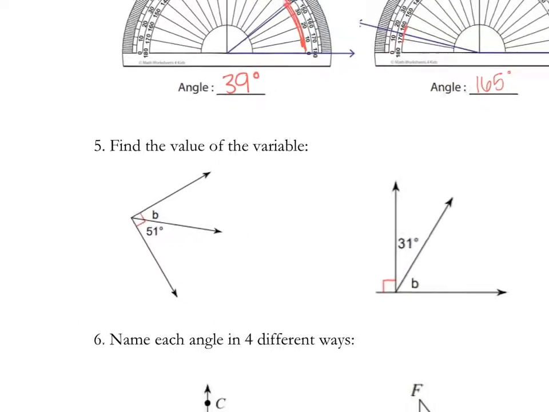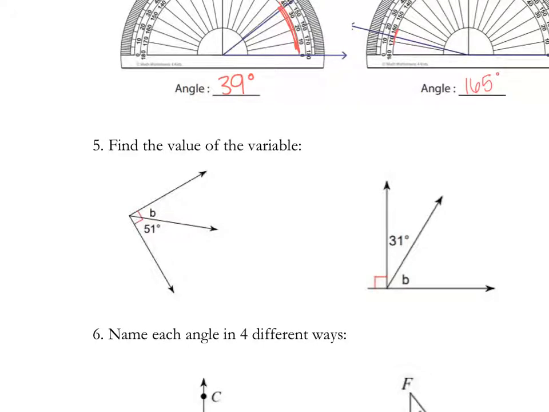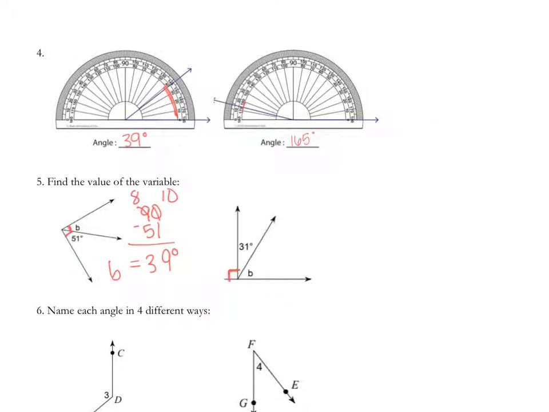Remember question 5, this is all about complementary angles. So complementary angles are 2 angles that add up to 90 degrees. I know that because of this right angle here. So I'm just taking 90, take away 51, and that gives me 39 degrees. For b over here, same thing. I know this is 90, so this has to be 90. I have 90 take away 31, and b equals 59 degrees on my second problem.